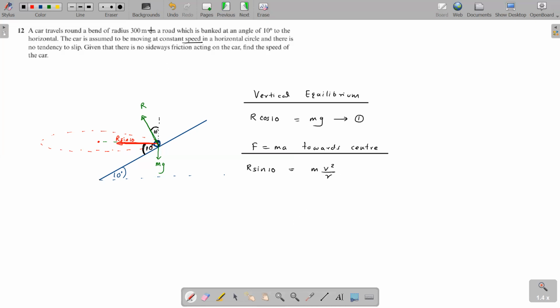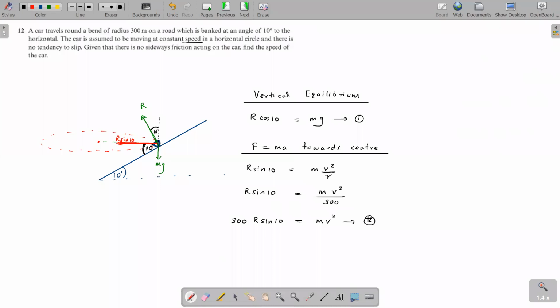V square over R, radius is 300. Let me put the value of R sine 10 equals mV square over 300. Let me move the 300 to the other side. So 300 times R sine 10 equals mv square.